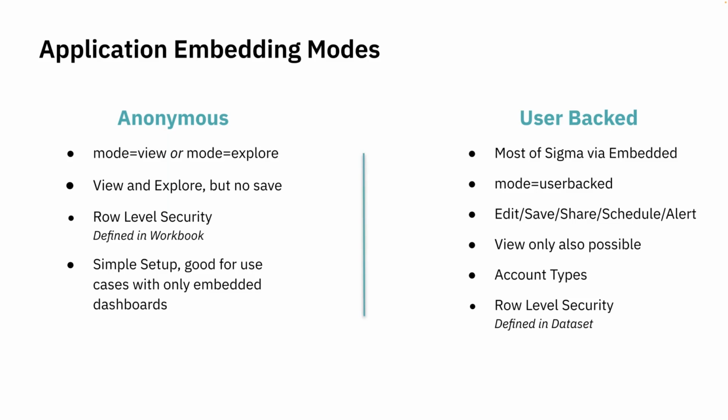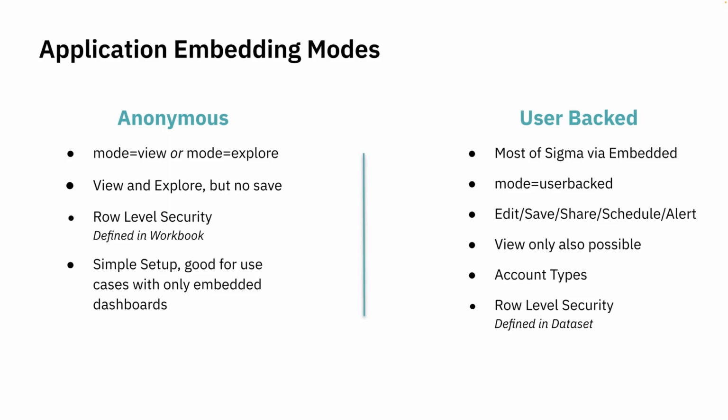And user-backed embedding also works with our account types, which are kind of like roles, which allow us to give very fine-grained feature permission to different users. What this means is that you can give someone a view-only experience, much like a regular viewer, or you can give them very much a power user experience. And I'll show you these different modes when I get to the demo here. And if you look at this, you may say to yourself, well, why would I even need to use anonymous embedding now? Because user-backed embedding can pretty much do everything anonymous embedding can do, plus it can persist state.